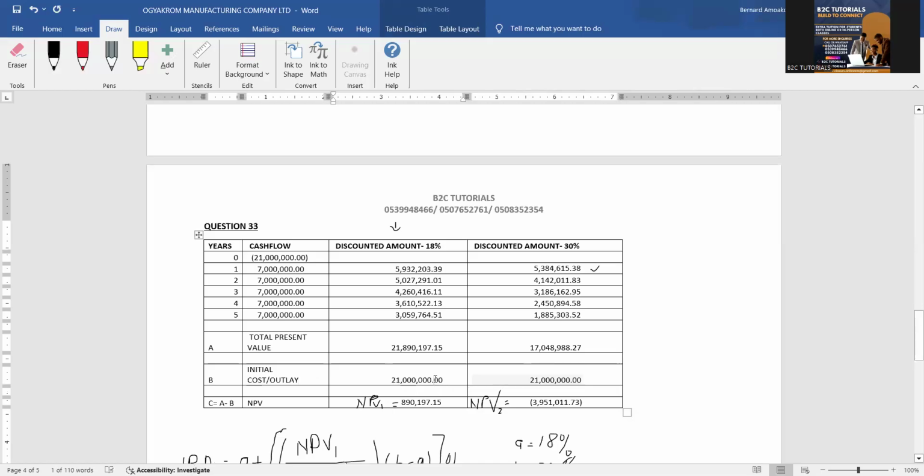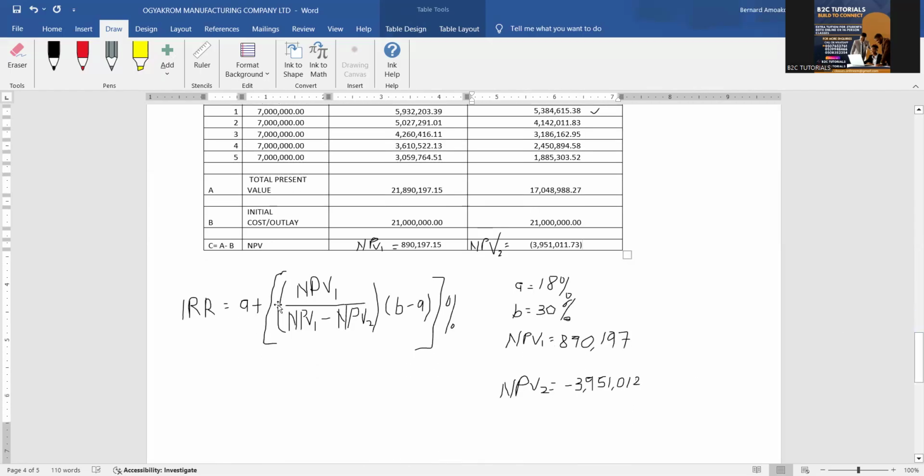Now you less your initial cost or investment from this, and you realize that for the 18%, which is what was given in the question, the NPV was positive. But what we actually computed happens to be a negative figure. And that is what we call NPV1 and NPV2. So if you substitute it into this formula, the A always represents the percentage given in the question. NPV1 is the NPV of the A that you were given in the question, over NPV1 minus NPV2. The NPV2 is this figure, and it's a negative figure.